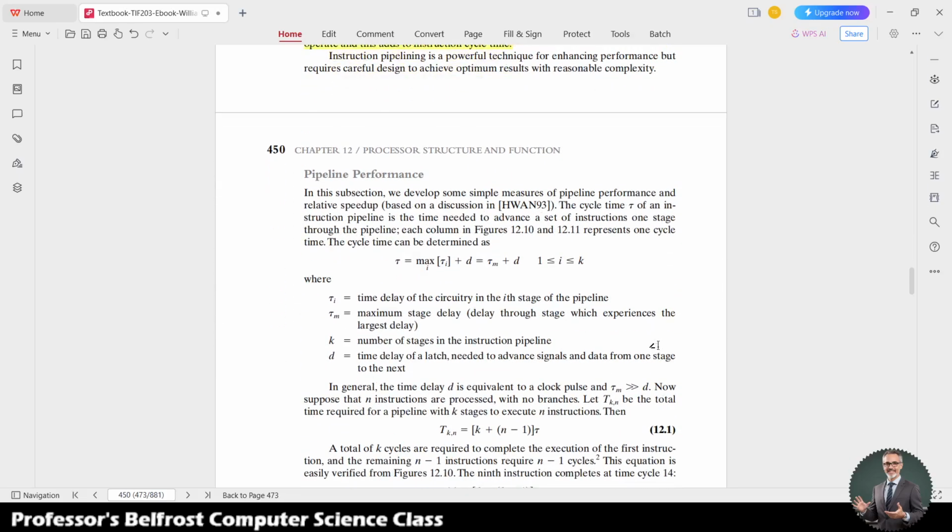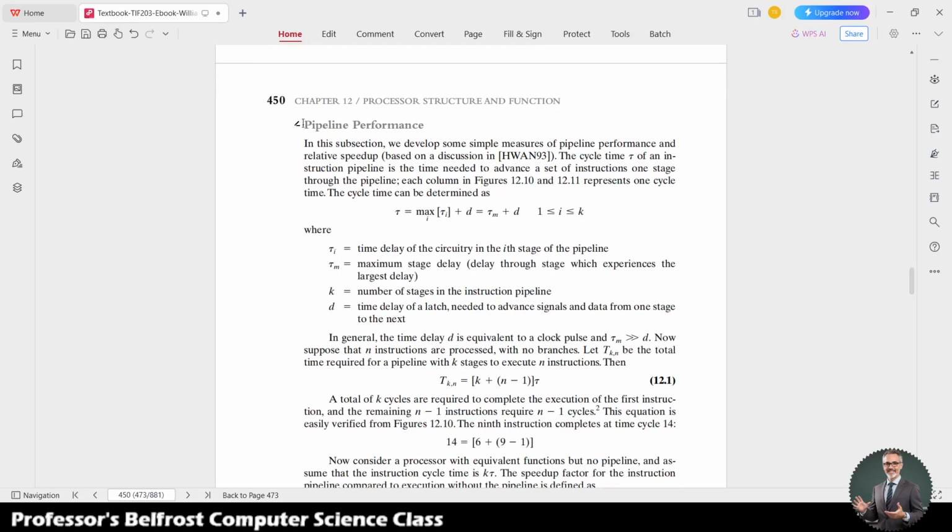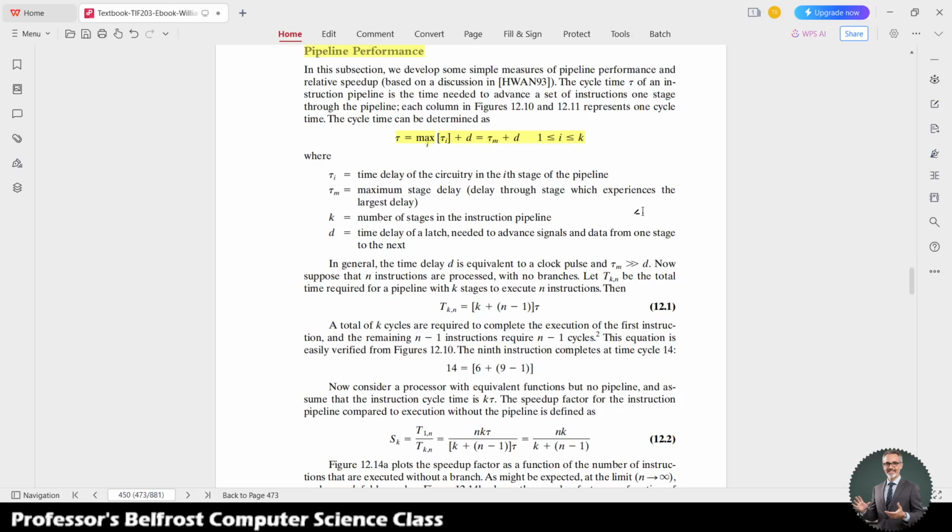Here's the formula that shows us the pipeline performance, the cycle time of an instruction. We have tau i, which is the time delay of the circuitry in the ith stage of the pipeline. We have tau m, which is the maximum stage delay. We have k, which is the number of stages in the instruction pipeline, and we also have d, which is the time delay of the latch.